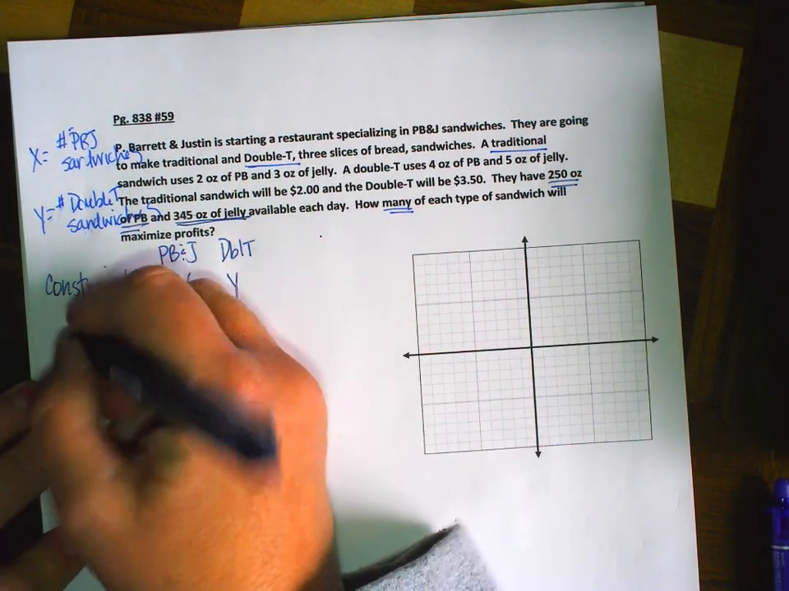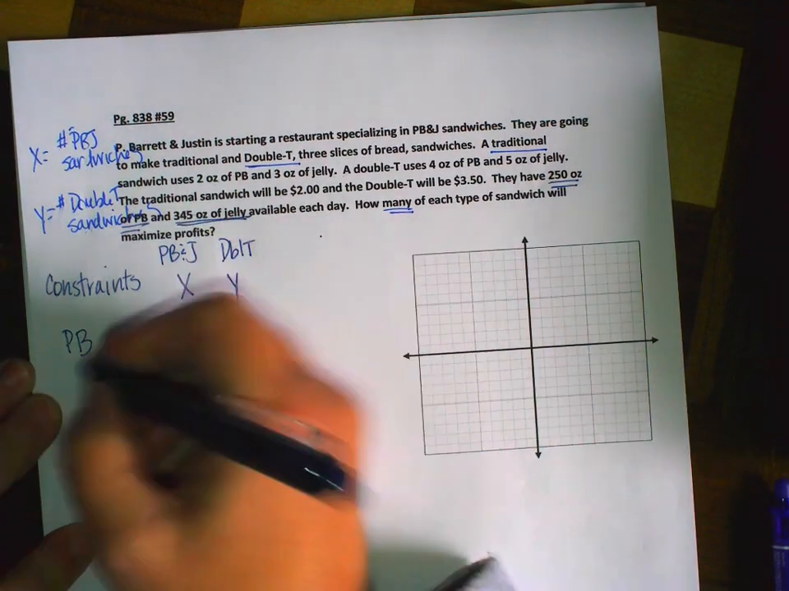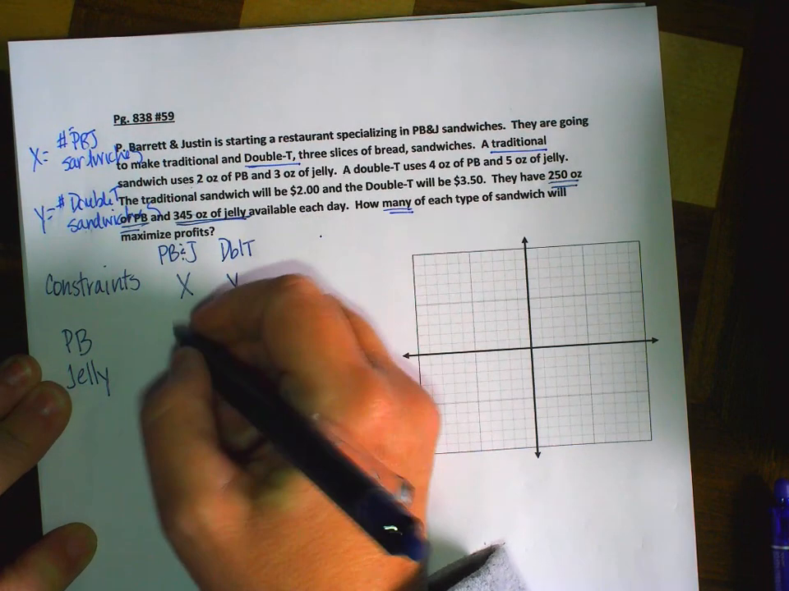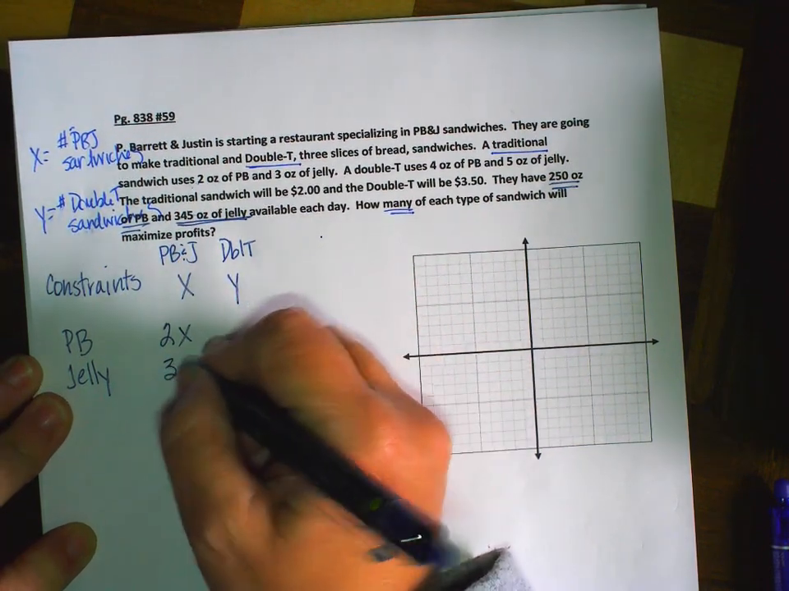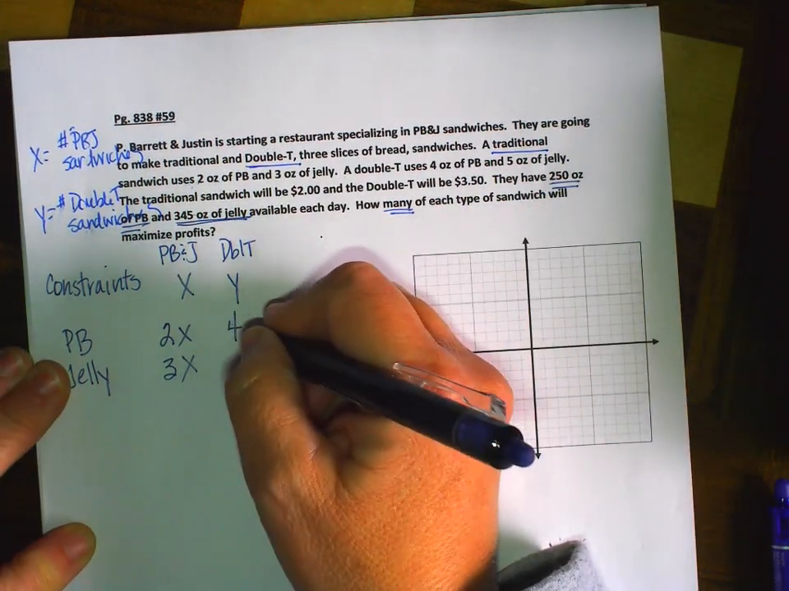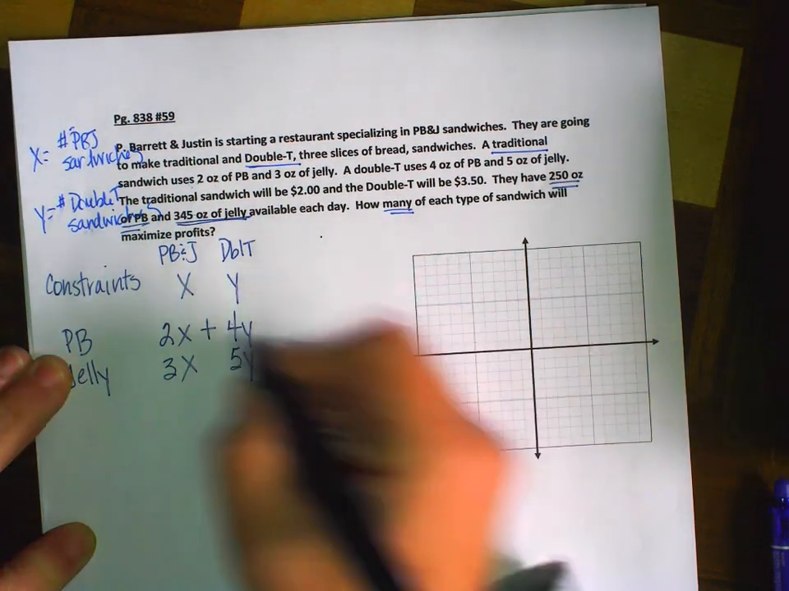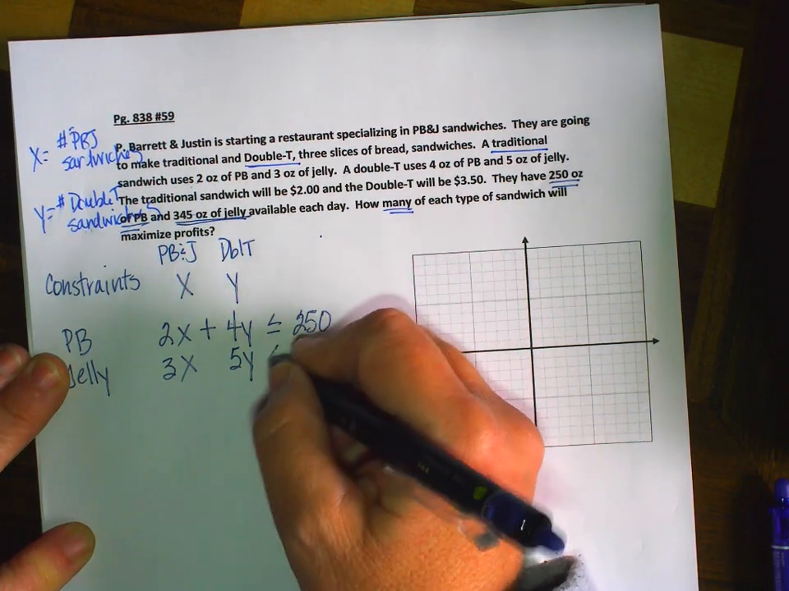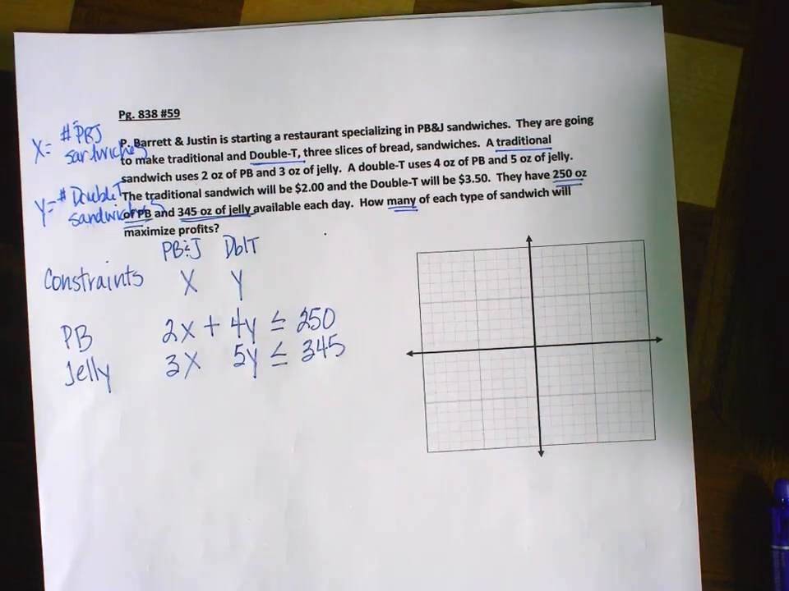So let's start with the peanut butter. And jelly is my second constraint. A traditional PB&J uses 2 ounces of peanut butter and 3 ounces of jelly. A double T uses 4 ounces of peanut butter and 5 ounces of jelly. When I add those together, I cannot use more than 250 ounces of peanut butter, and I cannot use more than 345 ounces of jelly. Okay, so those are my constraints.